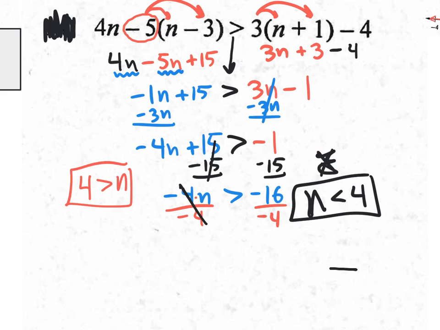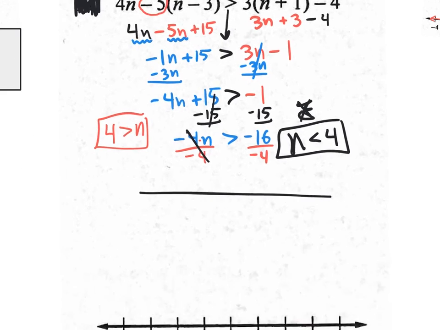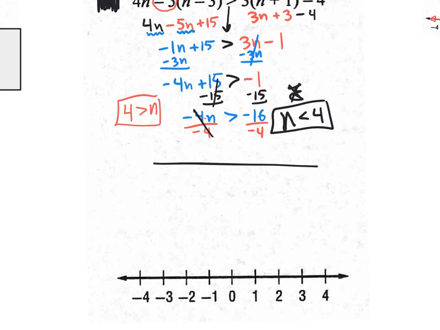oh, wait a minute, I think we already have a number line. Yeah, we do. When you graph, if the letter's on the left side, you could just see which way it's pointing. Oh, it's pointing to the left. Or it's a less than symbol. The less than goes to the left. So it's going to be an open dot at 4, and it's going to the left. And that's it.